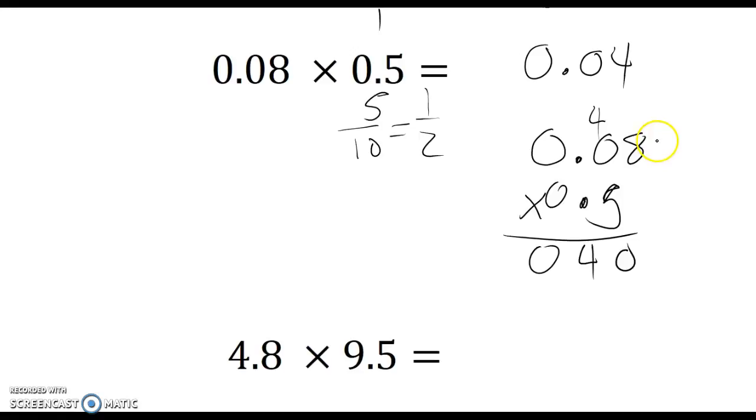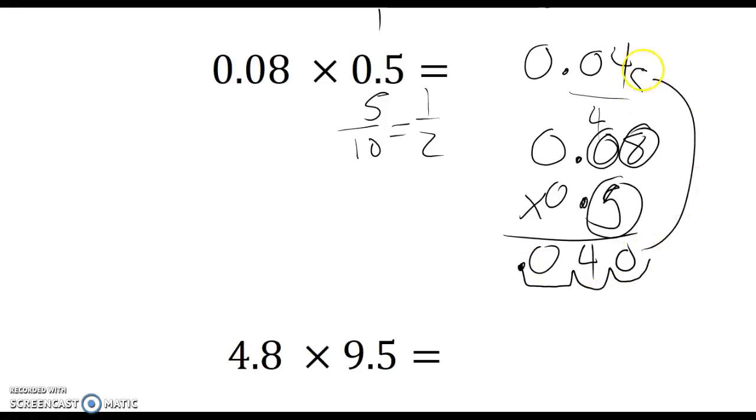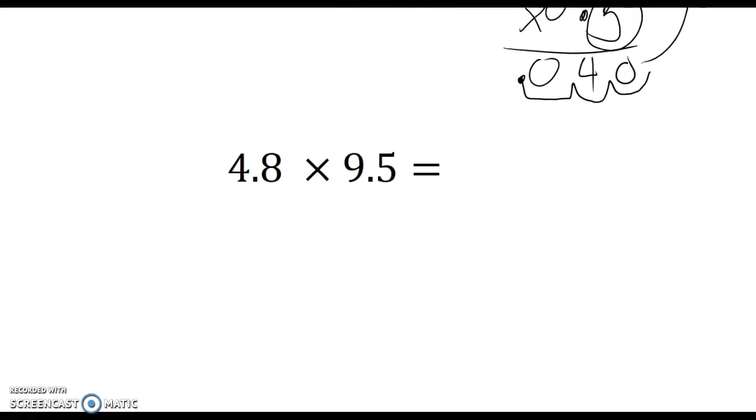Now, I need to place my decimal correctly. Now, I know that the answer should be 400ths, but notice that there are 3 decimal places in this question. Here's 1, 2, 3 decimal places. I skip my decimal once, twice, 3 times from the right to the left, and I end up with my estimation. So I can tell that that's a reasonable answer.